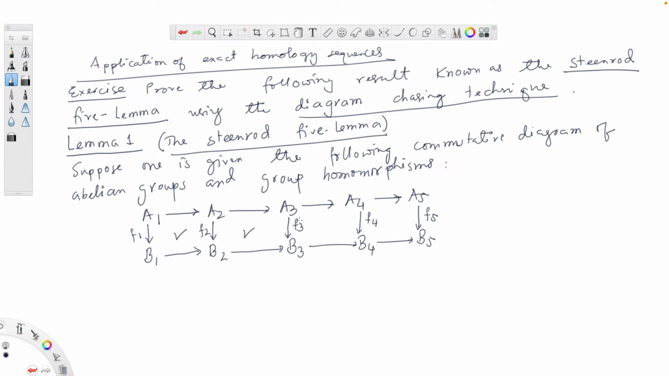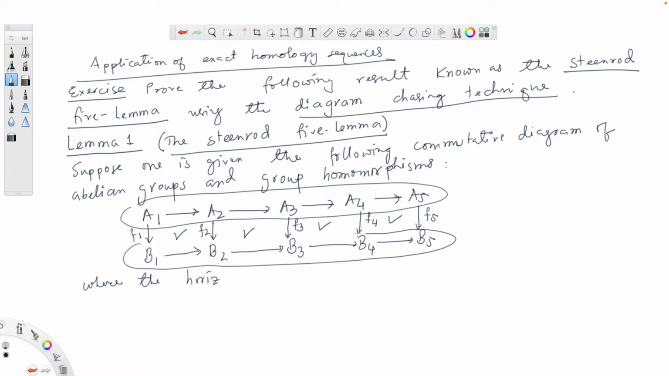We are given that this diagram commutes. In addition to the commutativity of the diagram, we are also given the fact that the two horizontal sequences are exact.